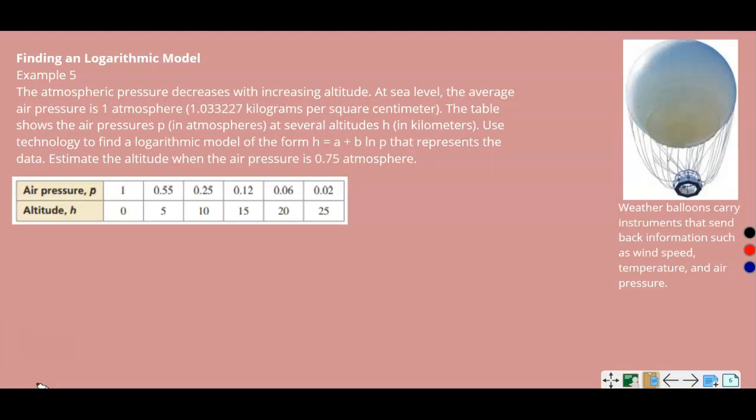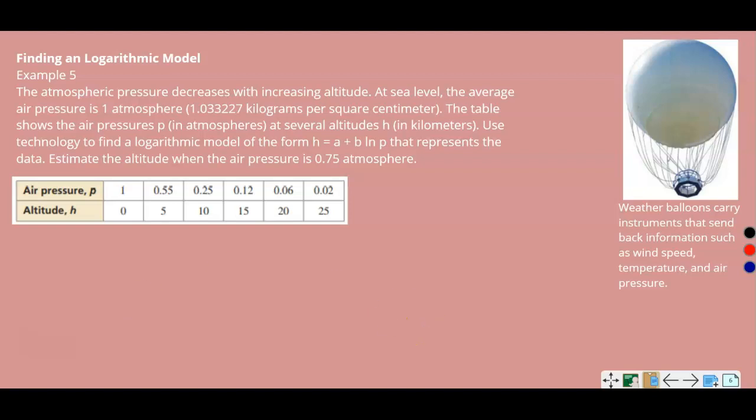Example 5, finding a logarithmic model. All right, it's going to be very similar to the exponential model that we found. So just like with example 4, we have to enter the table into our calculator and then ask it to write us a logarithmic model. So it's not too difficult. We've done it with linear, quadratic, cubic. Now we've done it with exponential, and now we're going to do it with logarithmic models as well. So again, the calculator can write all types of equations if you know how to enter the data.